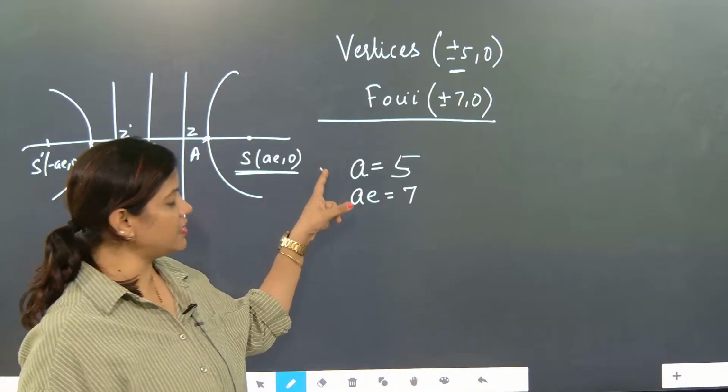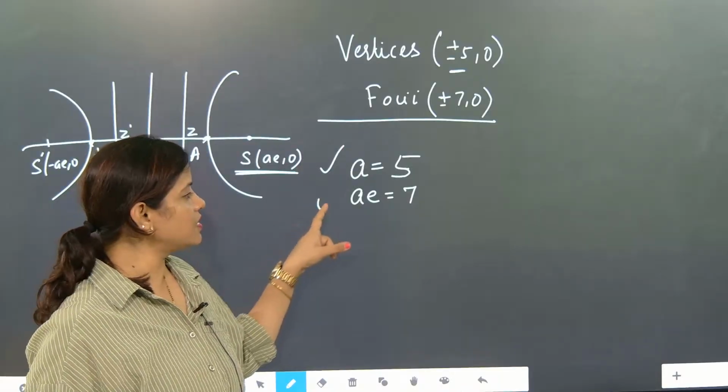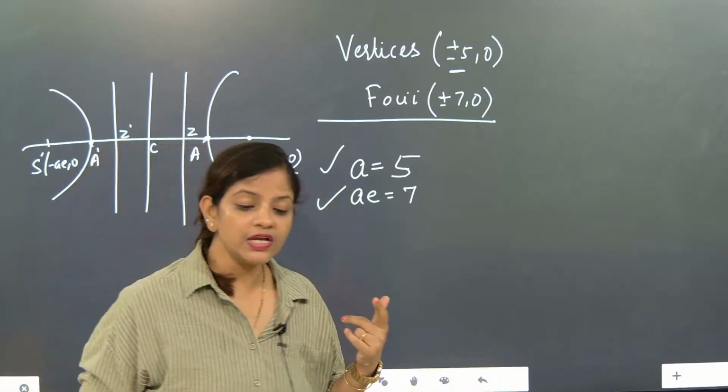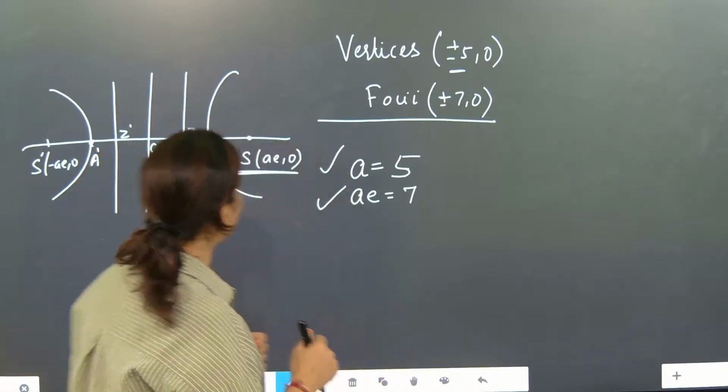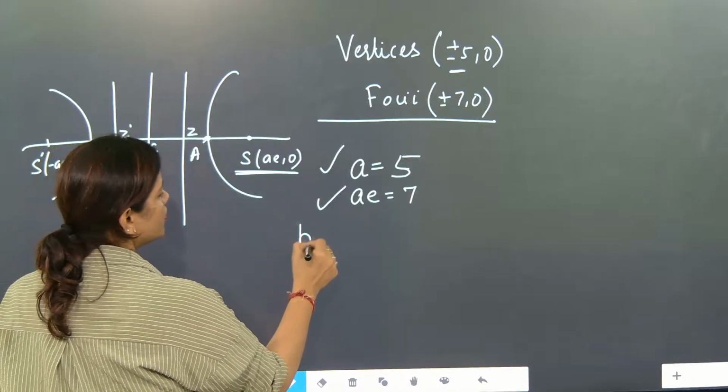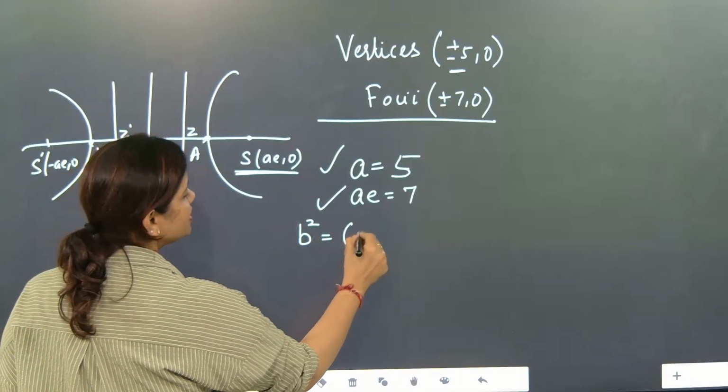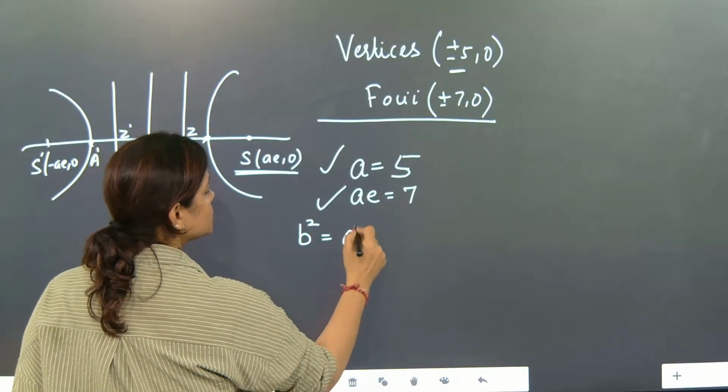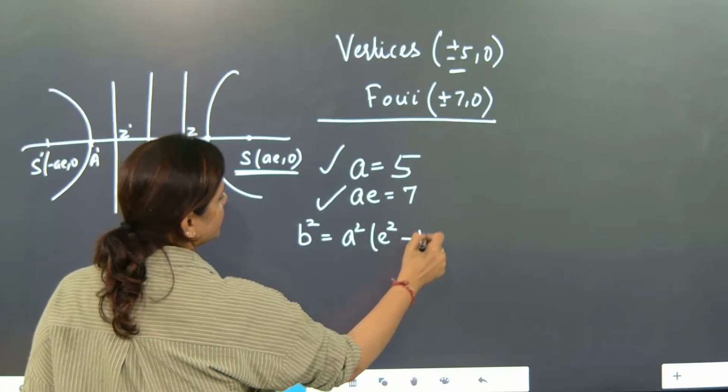Understood? 5 is given. Very good, Gagan. So 5 is given. Focus is given. That means what we need? We need B here. Got it? What we need is B here. So what formula we are going to write? B square is equal to A square E square minus 1.